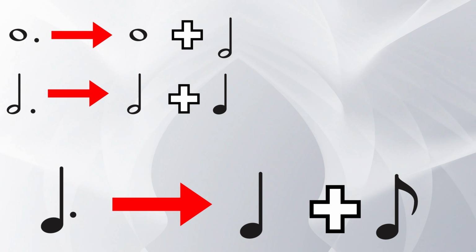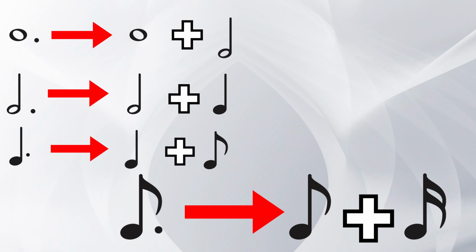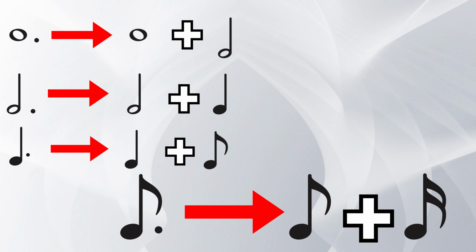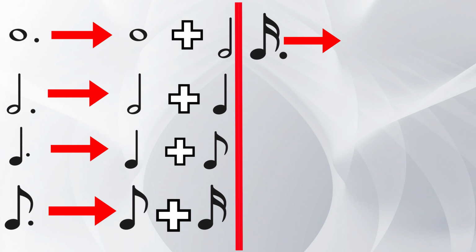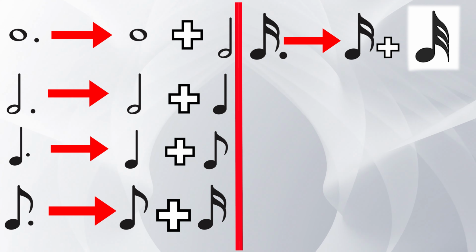A dotted quarter note is equal to 1 quarter note plus 1 eighth note, or 3 eighth notes. A dotted eighth note is equal to 1 eighth note plus 1 16th note, or 3 16ths. A dotted 16th note is equal to 1 16th note plus 1 32nd note, and so on.